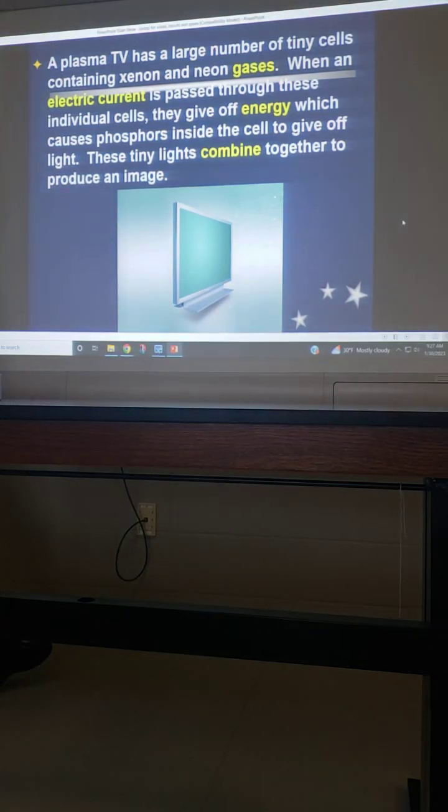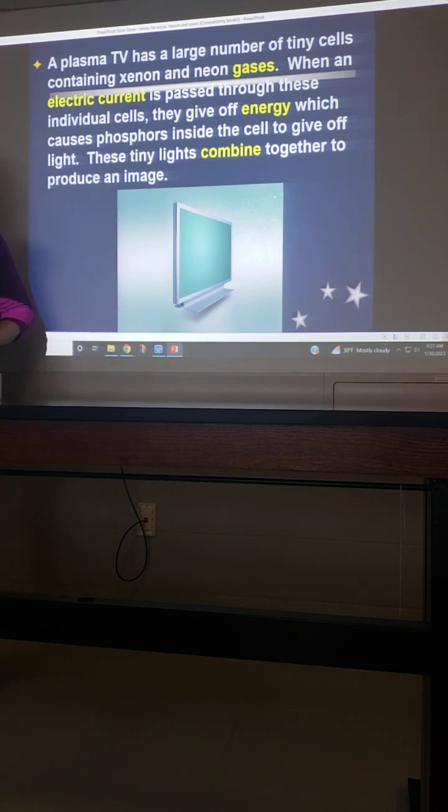All right, and so just a couple little explanations of how it's used. With a plasma TV, they have all these teensy tiny little cells, and they have xenon and neon gases in them. When electric current passes through those cells, it gives off energy in each of those cells, and it causes the phosphorus inside each of the cells to glow or light up. And those tiny lights combine together to make the pixels that form the image that we see on the screen.